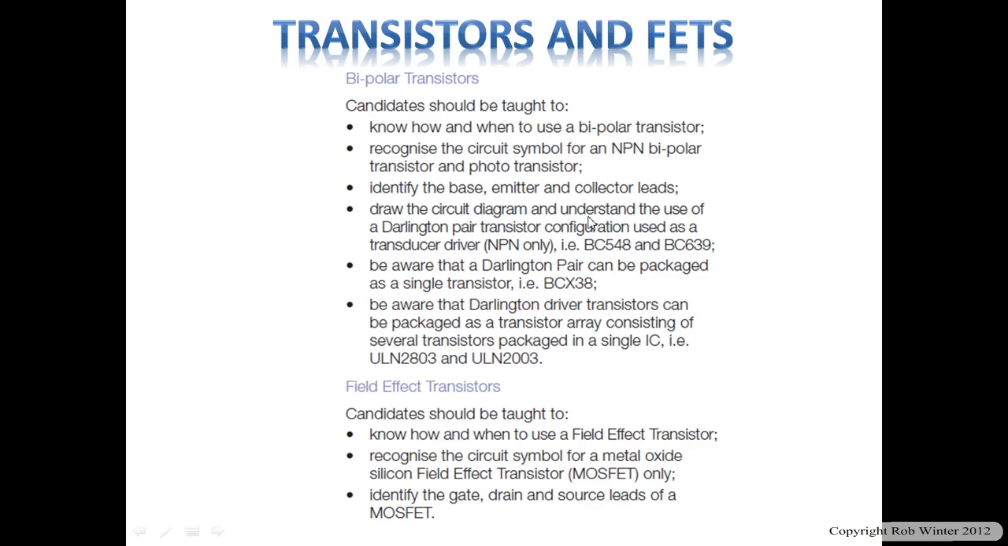Draw the circuit diagram, understand the use of a Darlington pair. The circuit diagram is just 2 of them drawn together, easy. Be aware that a Darlington pair can be packaged as a single transistor. I told you, you can get them in one box. Be aware that you can get Darlington driver transistors packed as an array on a single chip. I showed you that. Field effect transistors, know how and when to use a field effect. I'll quickly talk about that with another demonstration. Recognise the symbol, and identify the legs.